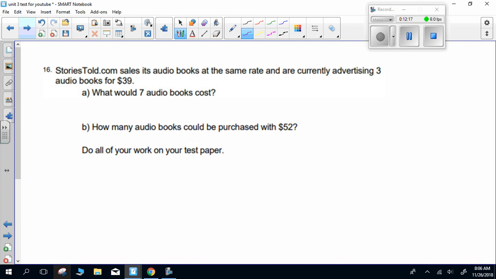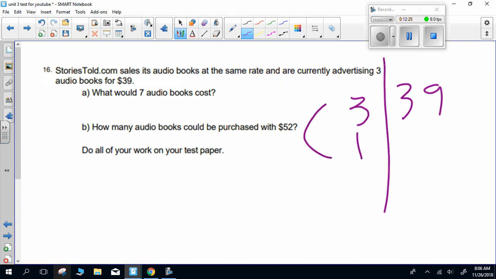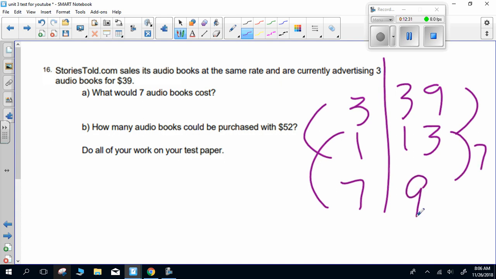Okay, next one, Stories.com sells its audiobooks. They get 30 audiobooks for $39. That means one audiobook costs $1.30, which means 7 audiobooks cost $9.10. And then if I had $52, that's going to be times 4 and times 4.